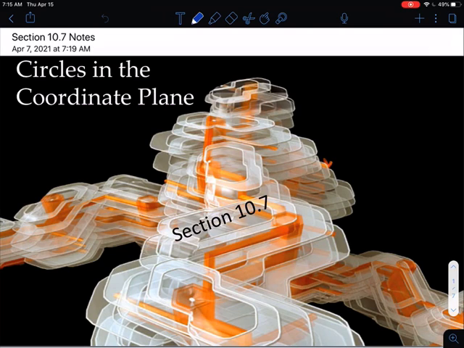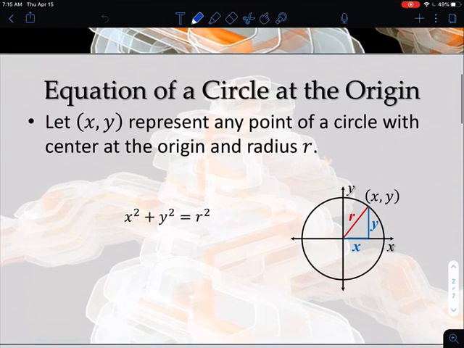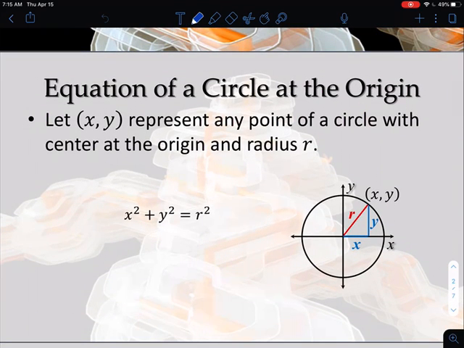All right, today we're going to go through the last section of chapter 10, which is talking about circles in the coordinate plane. So basically writing equations of circles and then taking an equation of a circle and graphing it. So the first thing, the circle can be centered at two different locations. So the first place could be at the origin.